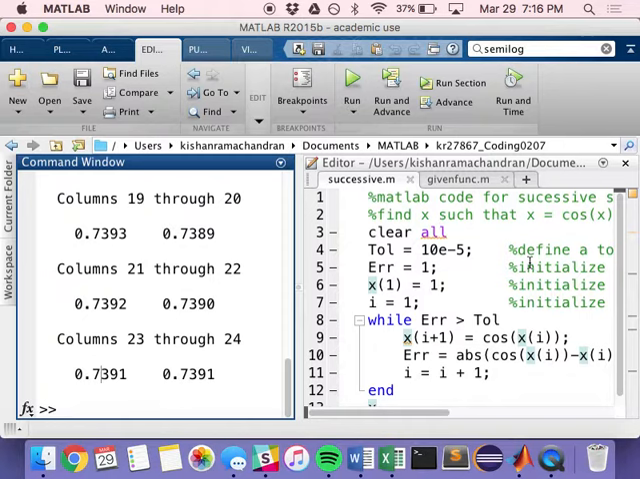Right? Because this is the same thing as writing cosine of x minus x, and I'm basically looking for a root. I'm looking for where that equals zero.